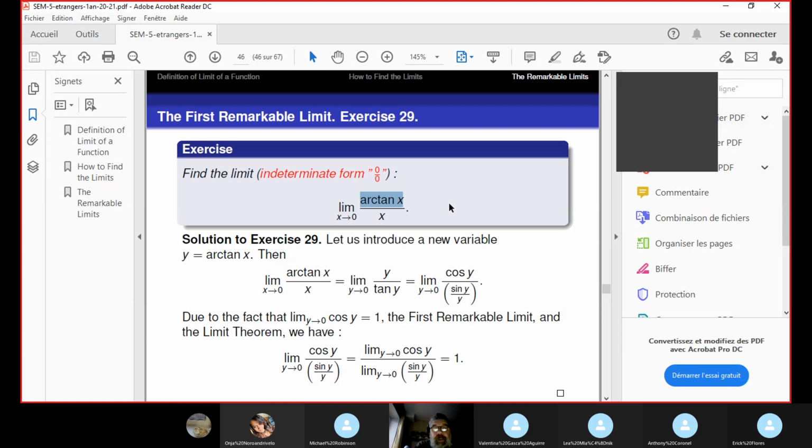But here we have no problem, because for the moment we don't know an important thing like an equivalent function to the arctangent of x. Do you know from your lectures what is the equivalent function?